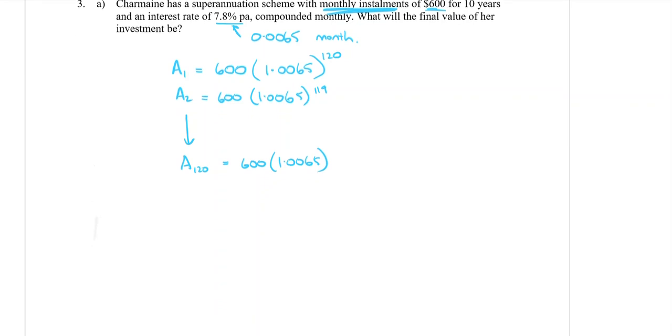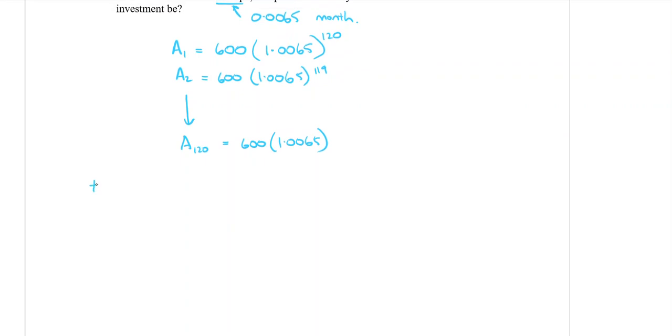Okay, the total amount, starting with the A120, would be 600 times 1.0065 plus the next one will be 600 times 1.0065 to the power of 2 plus, all the way up to 600 times 1.0065 to the power of 120. Aren't you glad you don't have to write out all 120 terms?